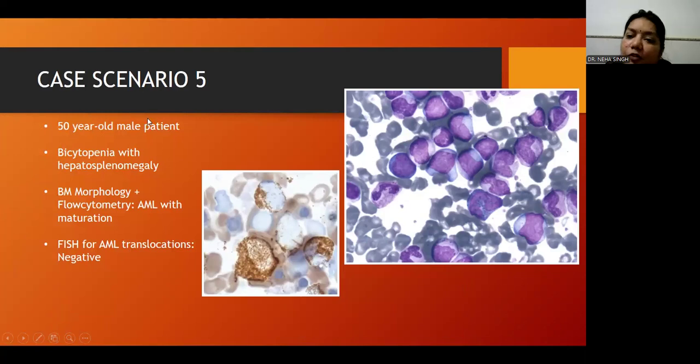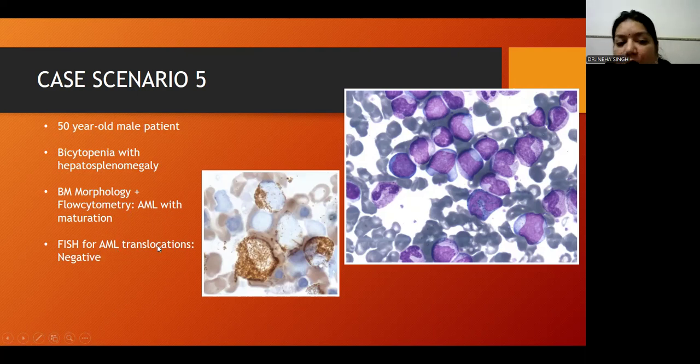But in today's times, because you have such targeted therapies available, the response is definitely better than what it was 10 years back. So moving on to the next case, it is a 50-year-old male who presented with bicytopenia and hepatosplenomegaly. Bone marrow flow cytometry showed features of AML with maturation.